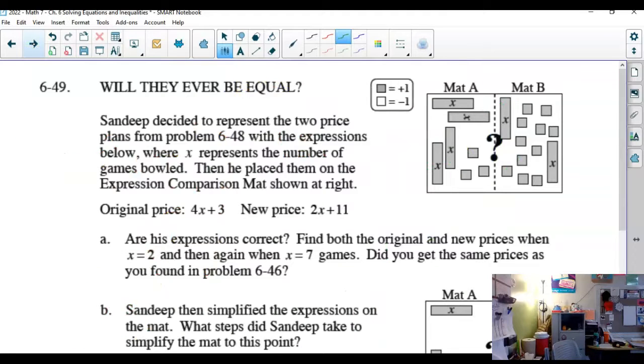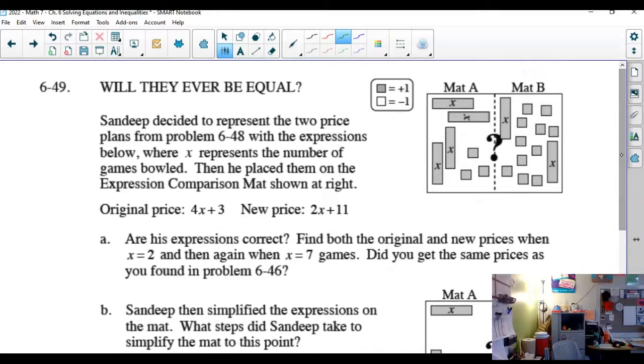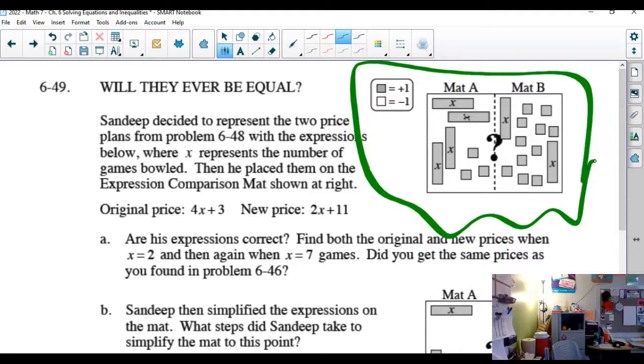Sandeep decides to use his resources to figure this out. His boss wants to know when will the old model and the new model be equal. So he sets up this mat, which is on your paper. Do what we did last week to simplify both sides of just this mat. Ignore the other two. Just this mat.